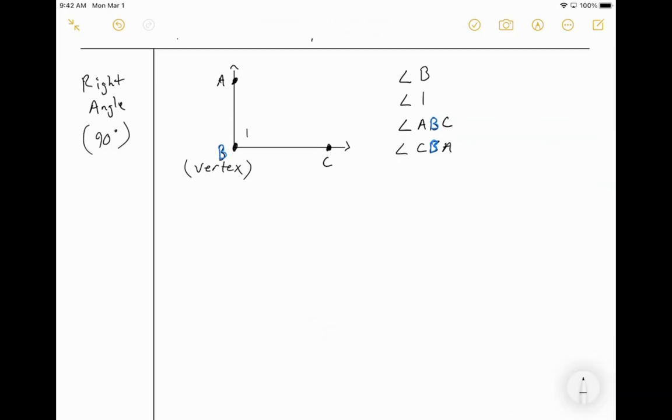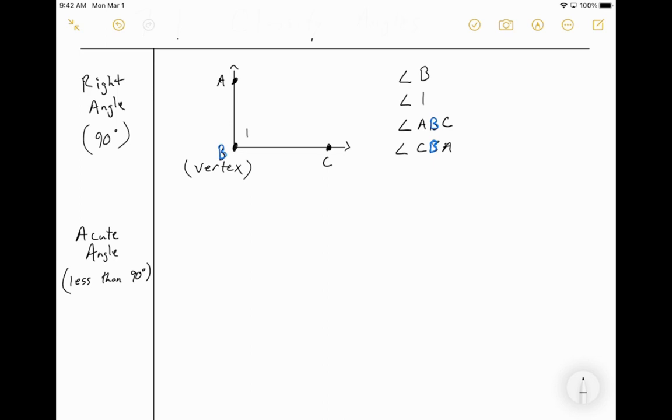Next type of angle: acute, which is less than 90 degrees. Imagine this: if you make an L with your hand, with your index finger and your thumb, and you start pinching your fingers together, those are acute angles. Anything that is towards the pinching is acute.